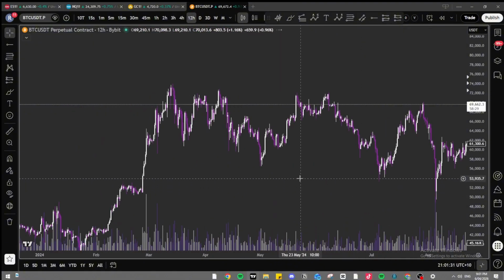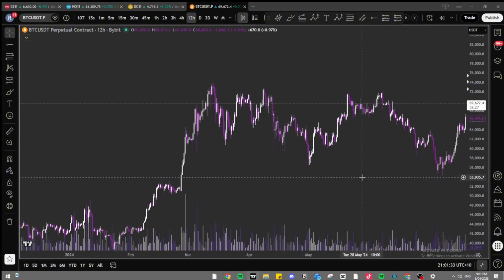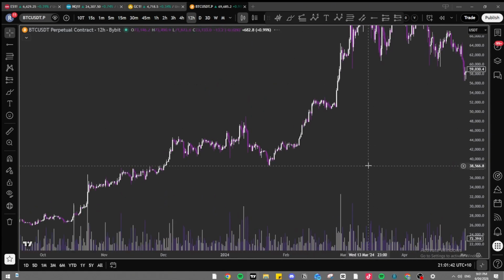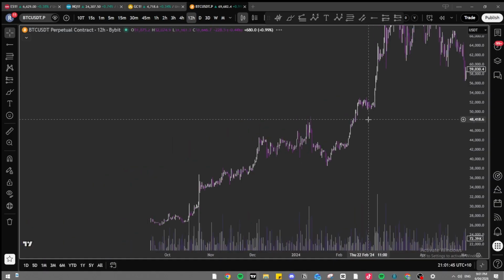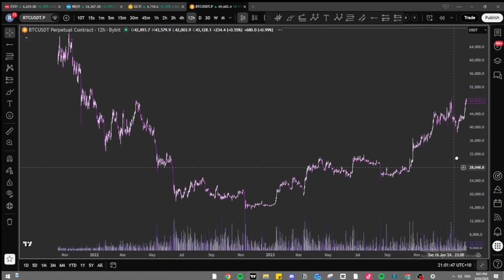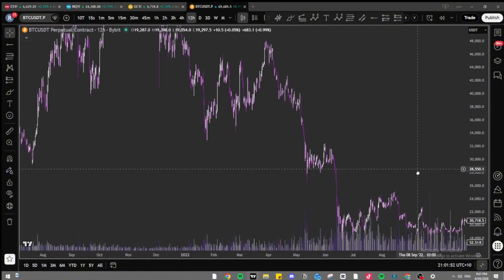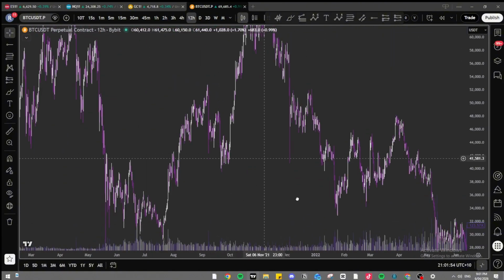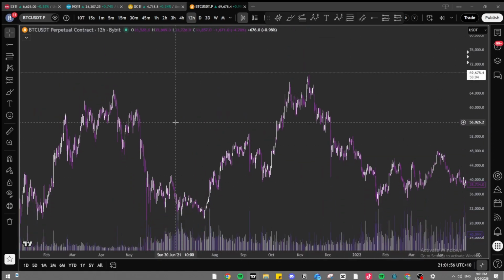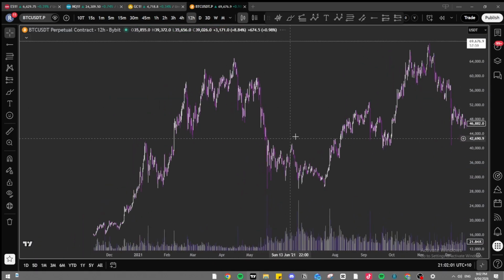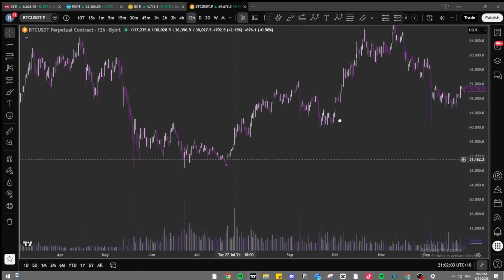I'm trying to find an example of a breakout, but honestly, breakouts don't work as often as people think. It's mostly fake outs that make you the money, not breakouts. I'm trying to see something to the downside.